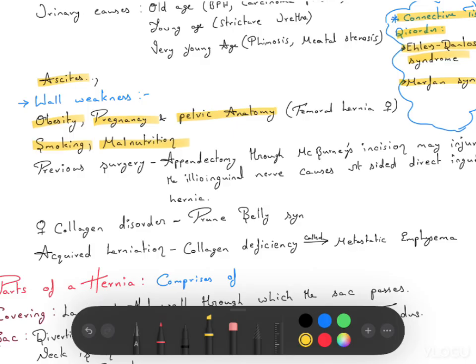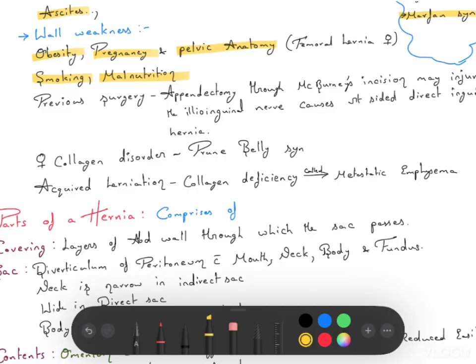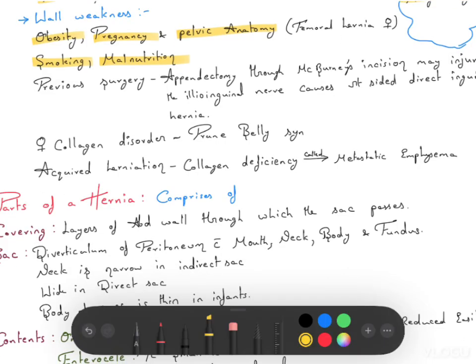Next, obesity. Obesity will increase abdominal pressure, and we can see COPD, chronic obstructive pulmonary disorder, which will cause chronic cough. Next we can see constipation. Constipation will cause straining activity. Next one we can see pregnancy. Pregnancy will cause increased pressure. Okay, so these are the things.